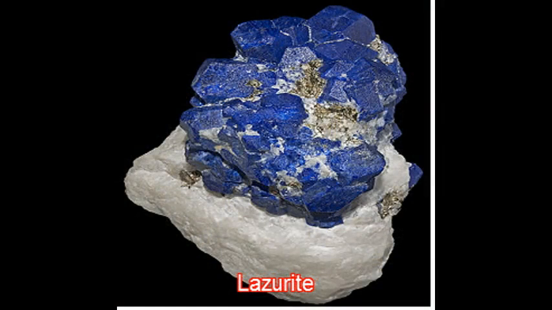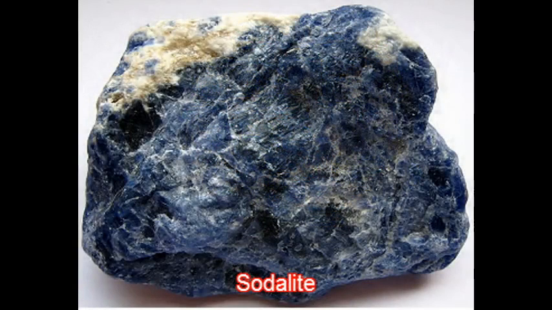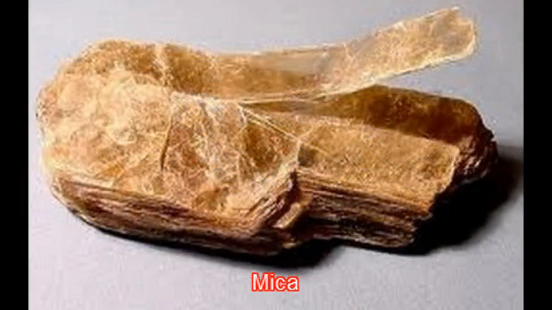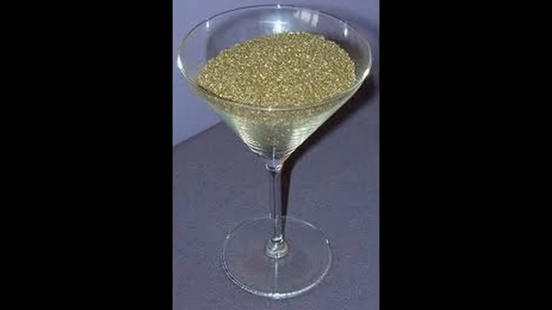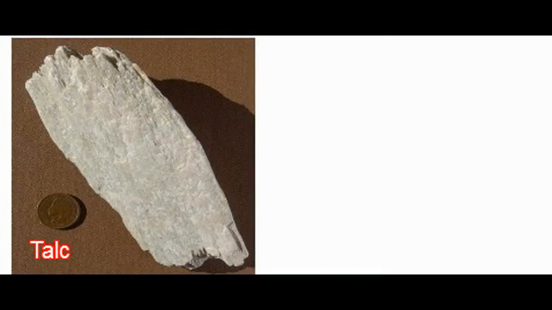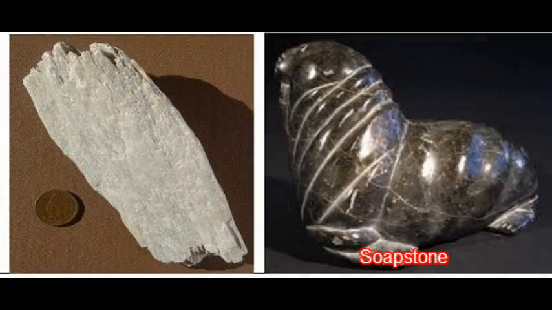To make lazurite, mix feldspar and add sulfur, oxygen, and chlorine. To make sodalite, mix feldspar and add sodium, oxygen, and chlorine. Add hydrogen to feldspar till it becomes flaky and slippery mica. Take quartz and add magnesium and hydrogen and prepare some talc. Cook talc till it turns to soapstone.